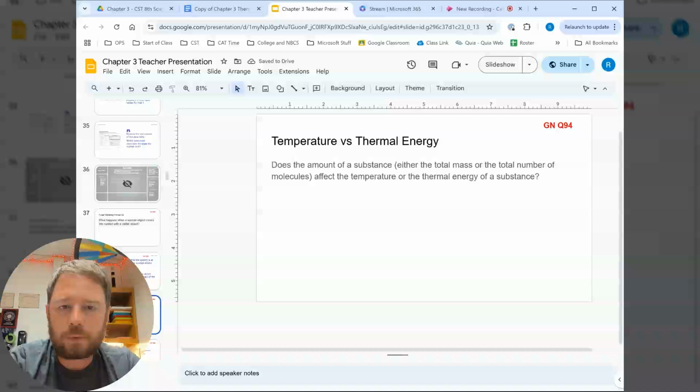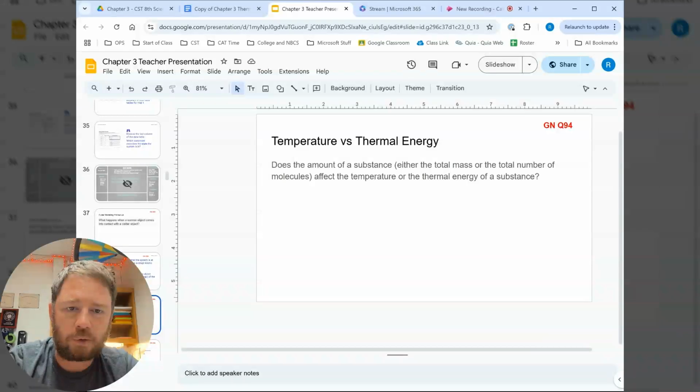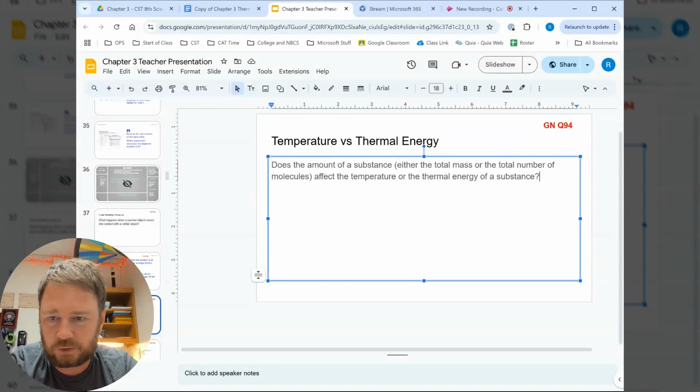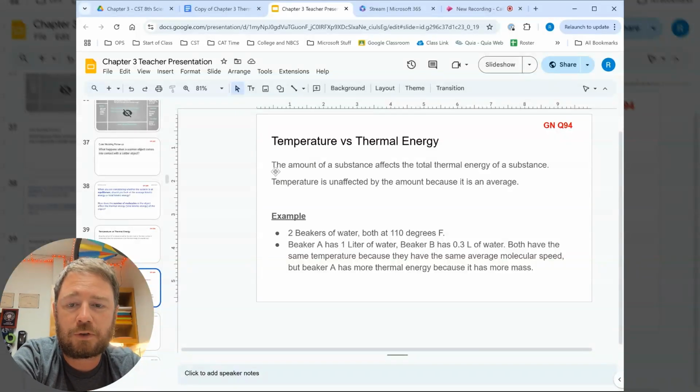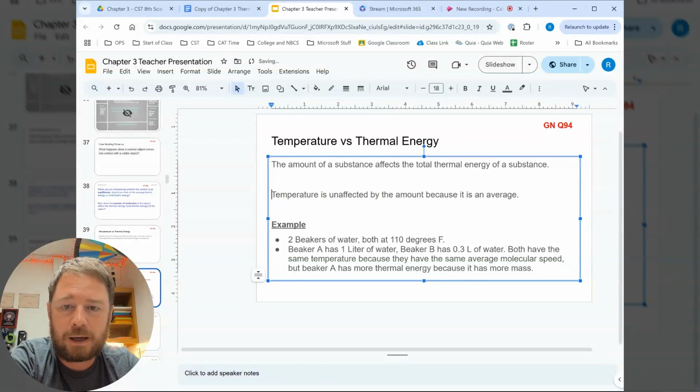Okay, question 94. Temperature versus thermal energy. Does the amount of substance, either the total mass or the total number of molecules, affect the temperature, or does it affect the thermal energy of a substance? Okay, so the amount of a substance affects the total thermal energy. Temperature is unaffected by the amount because it's an average. So when you're doing the temperature, you're dividing by however much you have. And so the amount does not affect the temperature. The amount that you have only affects the total thermal energy.